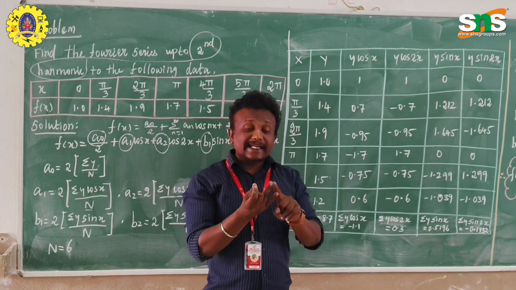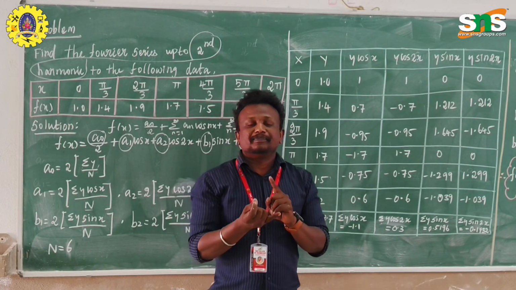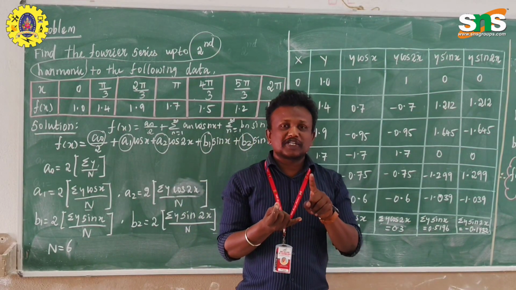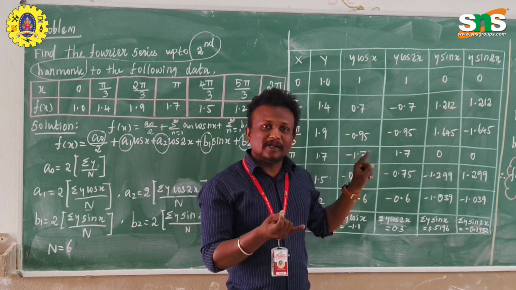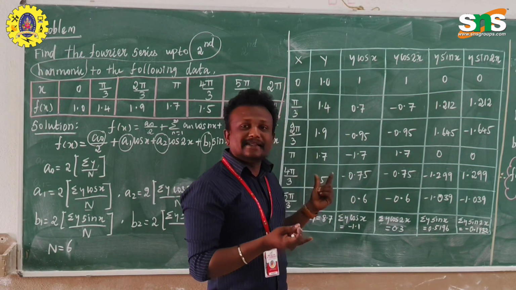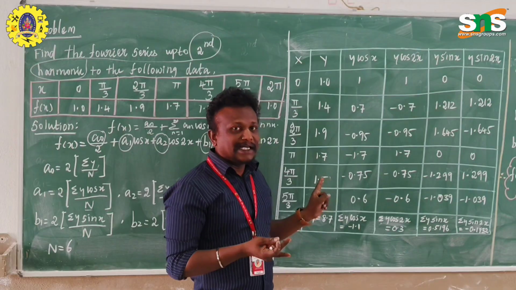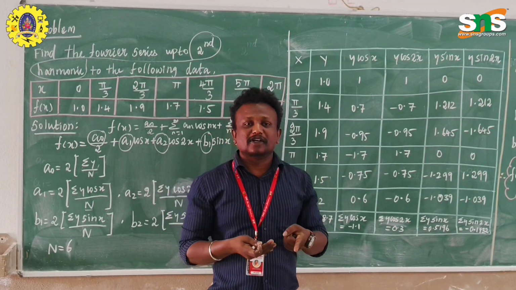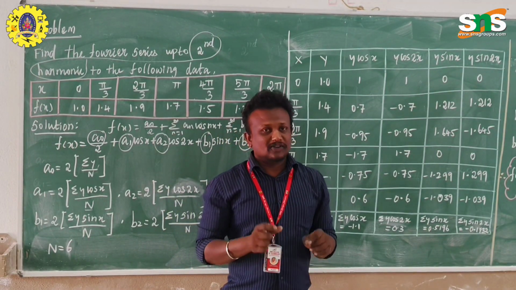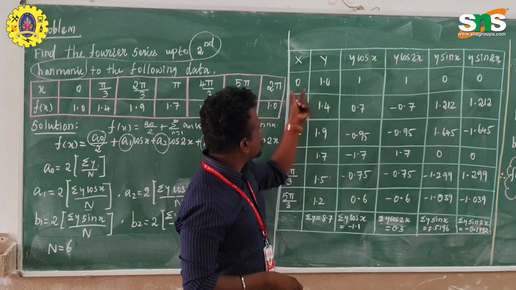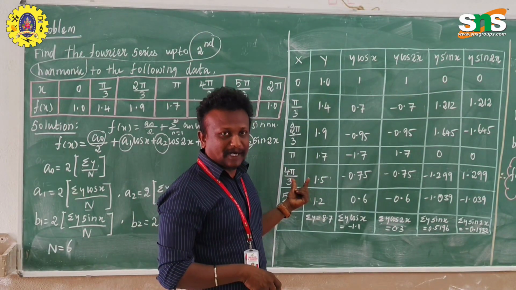There are 3 types in harmonic analysis. The first type, pi form: your problem will be given in terms of pi. In the second type, you will be given your problem in terms of T form. In the third type, you will be given your problem in terms of L form. Understand that. And this one is pi form.